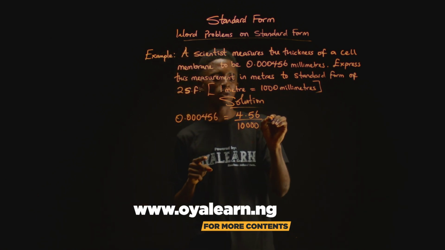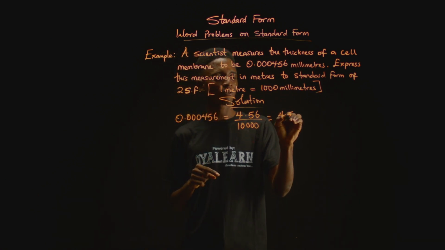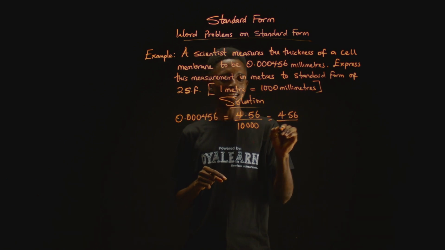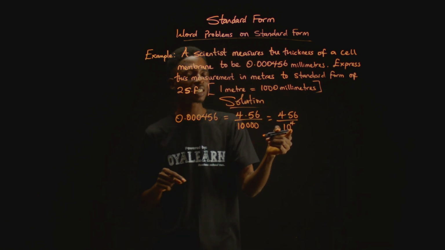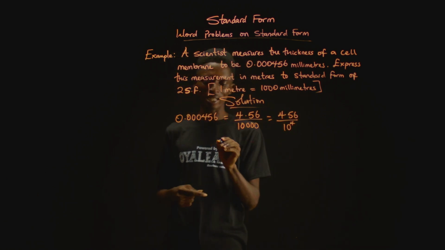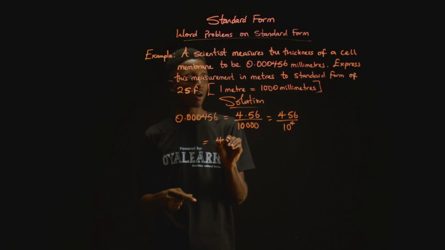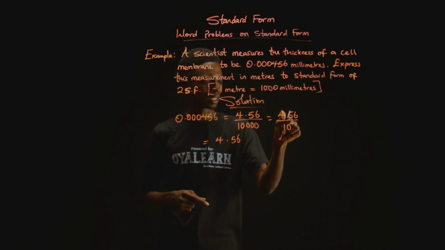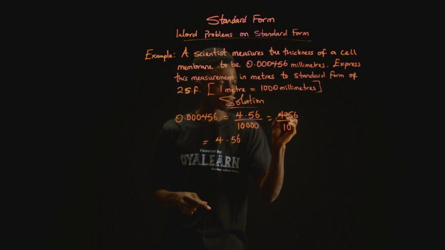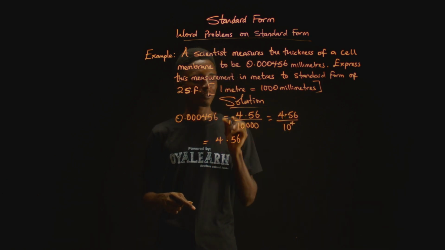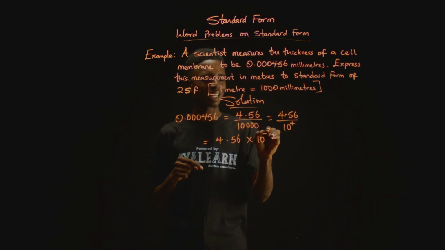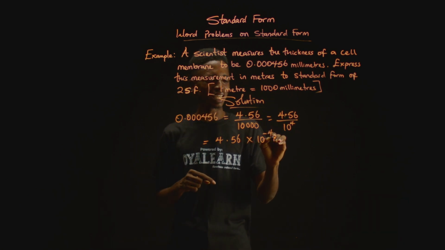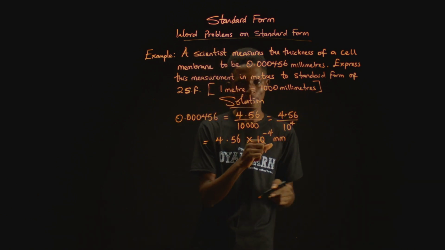That would mean that we would have it as 4.56 divided by 10 raised to the power of 4. Now when we change this into the negative index, that will give us 4.56. Let me make this point clear. Okay, so there's a decimal point here. So 4.56 multiplied now by 10 raised to the power of negative 4. And this is in millimeters. So I'll use the symbol mm.